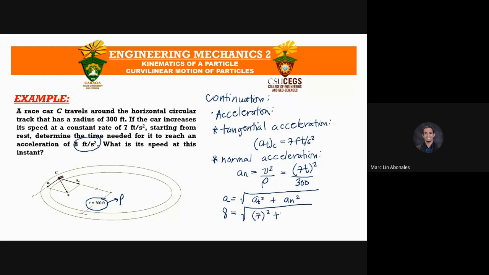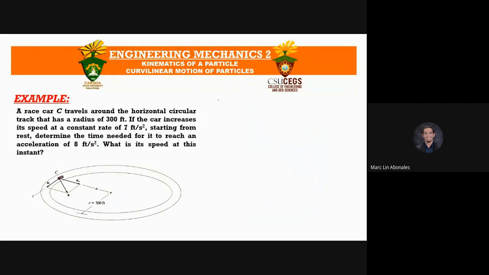And ang an is the 70 squared over the 300, tapos squared pa jud dato. Okay? Ang nabilin na lang na variable is the time. So, mao na tong pangitaon nato, the time. So, we need to determine the time. So, just a solution for this one. Just a continuation.